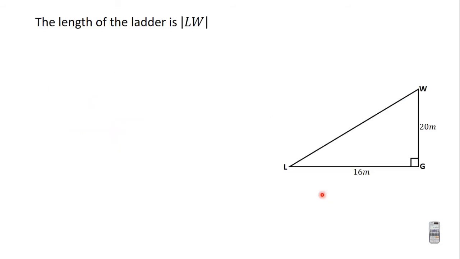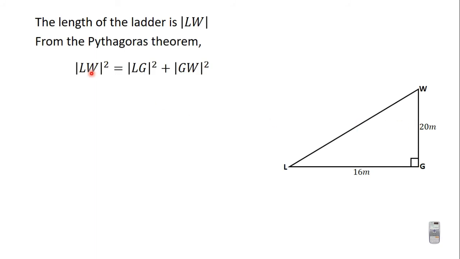The question also said we should find the length of the ladder. From our diagram here, the length of the ladder is the length LW. So we have this as our right angled triangle. We know LG, we know GW or WG, and we want LW. Once again, this is a right angled triangle, so we can apply the Pythagoras theorem. If you apply the Pythagoras theorem on this right angled triangle, you will see that LW squared, which is the hypotenuse squared, is equal to LG squared plus GW squared.